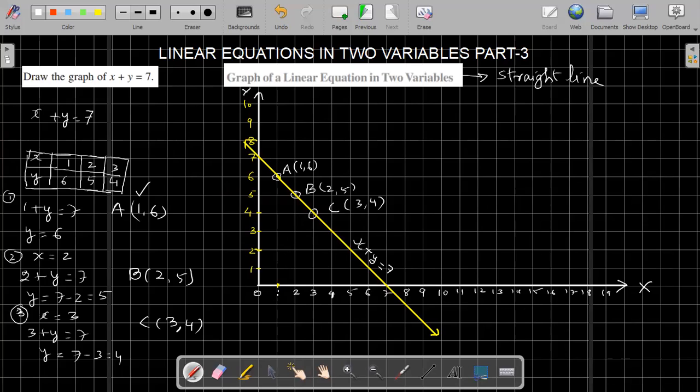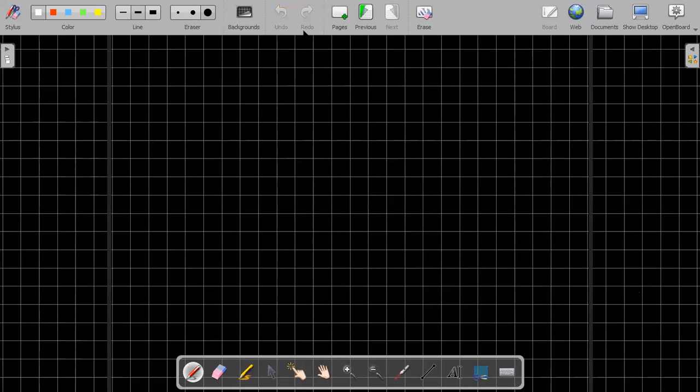So I hope you understood how to draw the graph. The only problem comes when you are getting decimals. So I will suggest you should avoid the decimals. Okay, we can have now questions from our exercise to draw the graph of the given equation in two variables. So I am going to take question number 1 from our exercise 4.3.